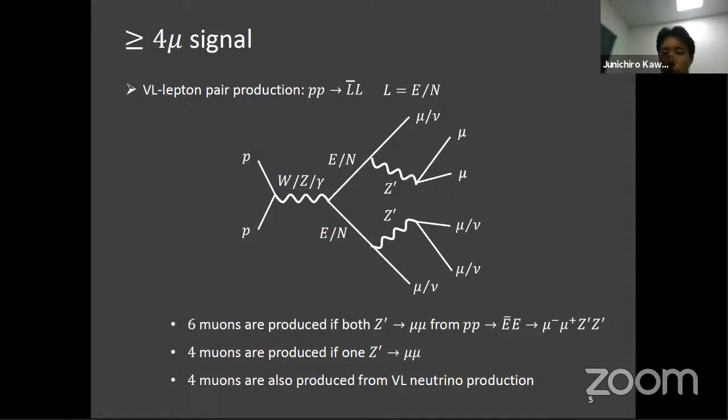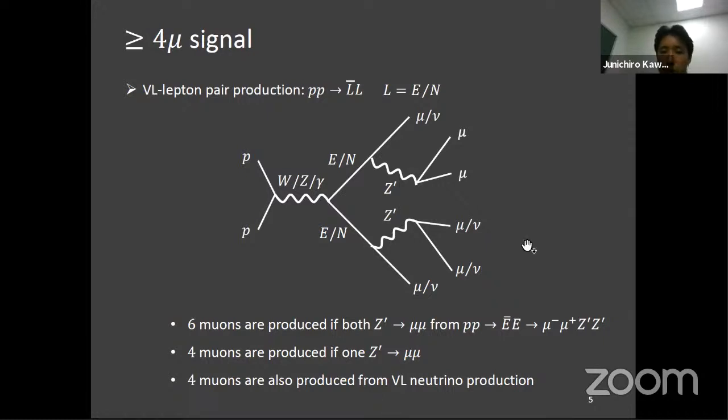Z prime may also couple to neutrinos through the left current interactions. So in such a case, if one of the Z primes decays to neutrinos, we only have 4 muons. Furthermore, we may have the vector neutrinos as an SU(2) partner, and its production may also give the 4 muon signal. So in many cases, this model predicts the 4 muon signal, and at most 6 muons from the pair production of the vector lepton.